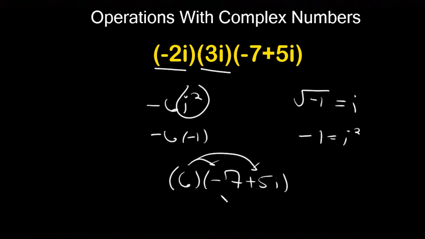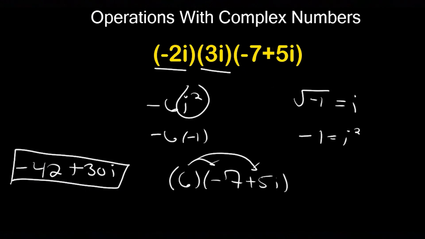So 6 times a -7, that will give me -42. And then 6 times a +5i, that will give me +30i. So plus 30i. And that's it, I'm done. So again, I have a real part, I have an imaginary part, I can't combine them, so I leave it like that. Okay? All right, let's try 2 more examples.